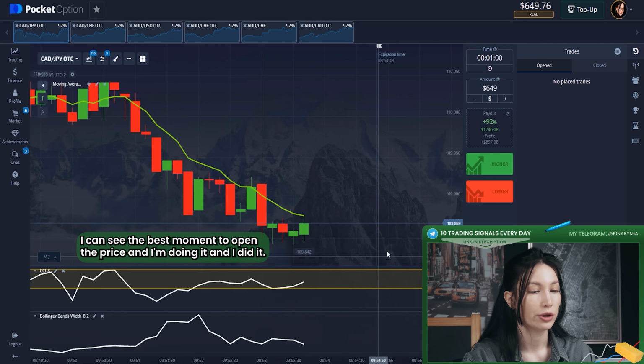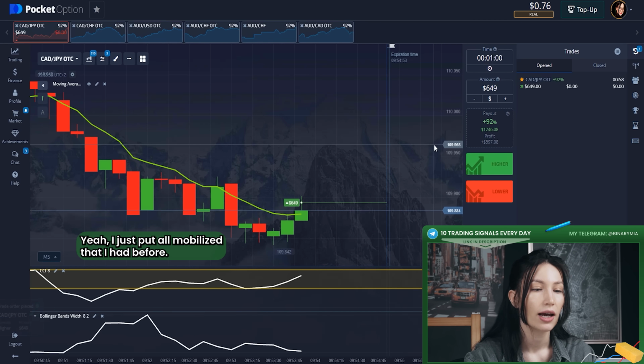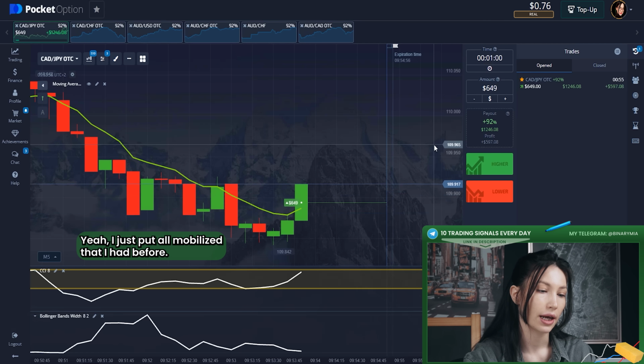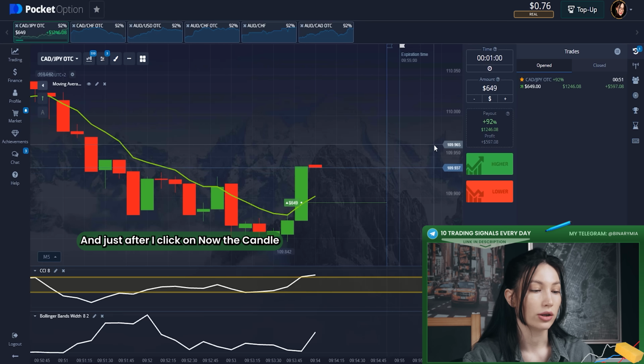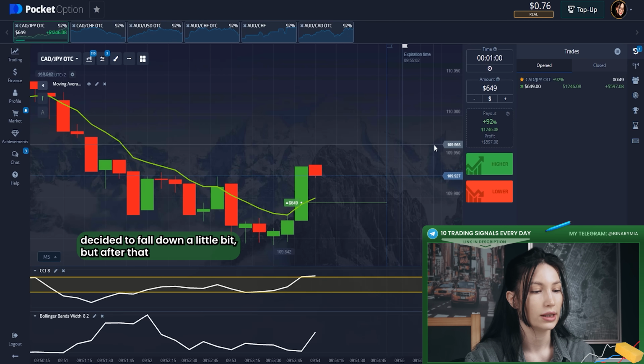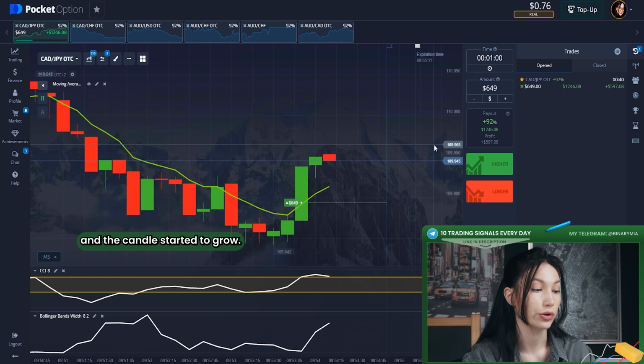I can see the best moment to open the price and I'm doing it, and I did it. Yeah, I just put all my balance that I had before, and just after I click on up, the candle decided to fall down a little bit, but after that it happened and the candle decided to grow.